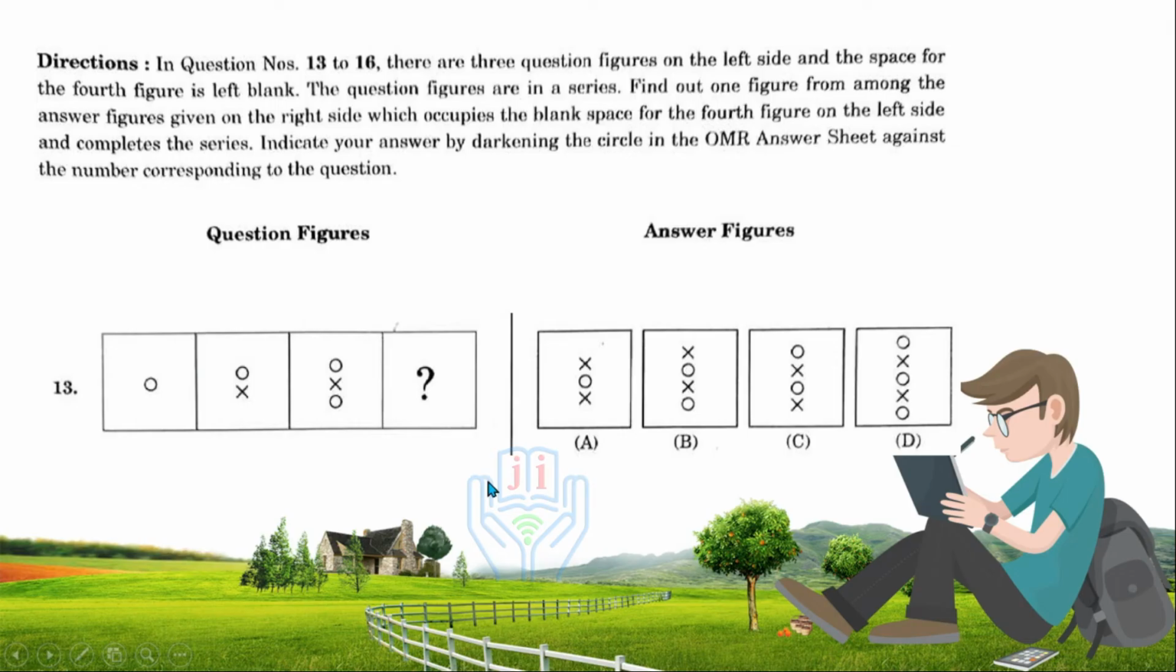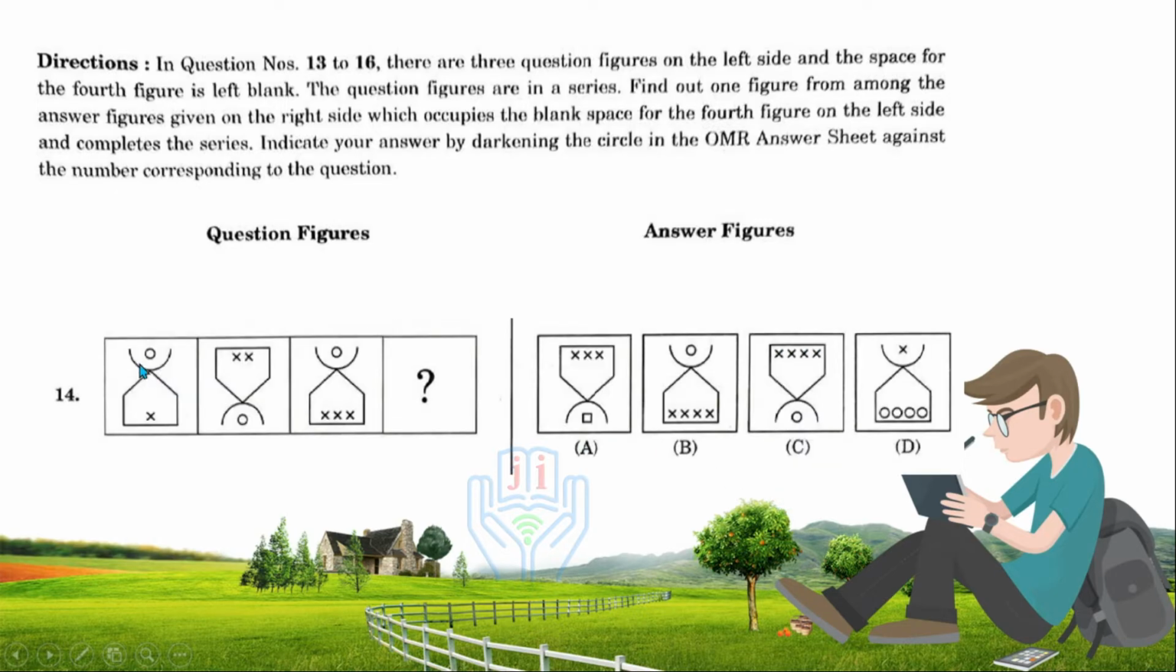Part 4. 0. Next 0x. Third one 0x0. Then again it will come x. So you will see in this 0x 0x. Answer will be C. In this figure, reverse and 2 x's. So here it will rotate and there will be 4 x's. Let's see 4 x's and this. Answer is C.